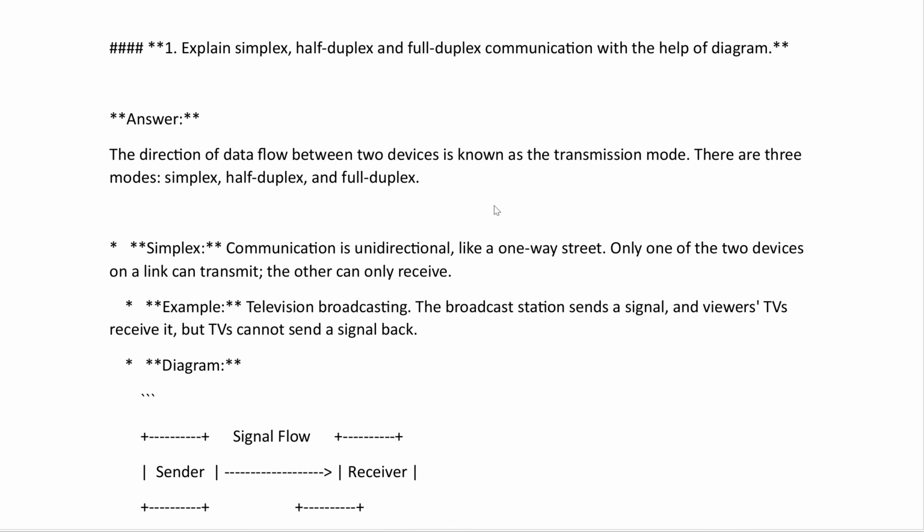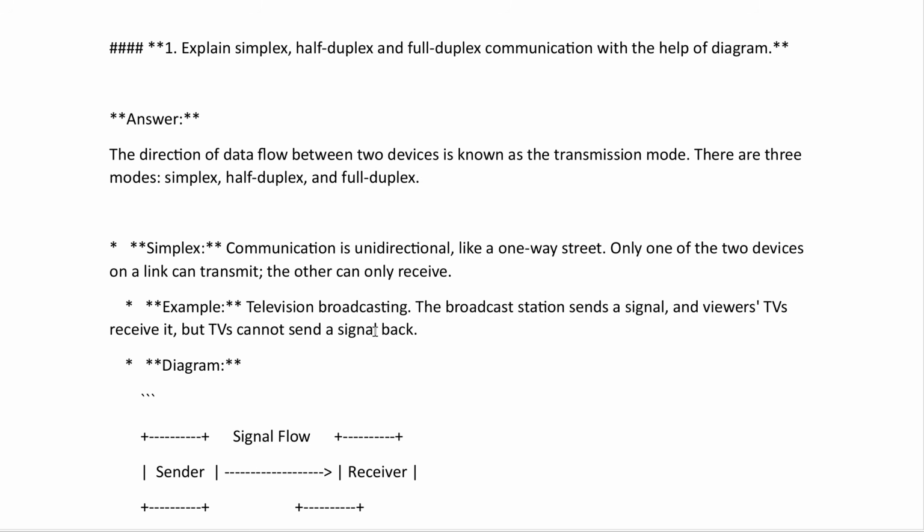So the direction of data flow between two devices is known as the transmission mode. There are three modes: simplex, half duplex, and full duplex. Simplex. Simplex, as the term indicates, communication is unidirectional, that is only one way. That is like a one-way street. Only one of two devices on a link can transmit, the other can only receive.